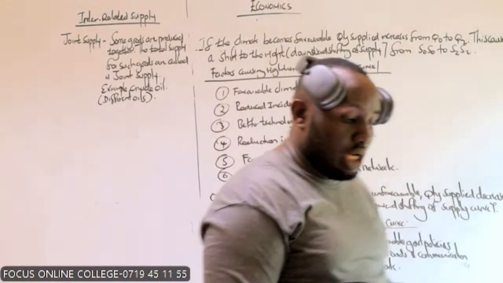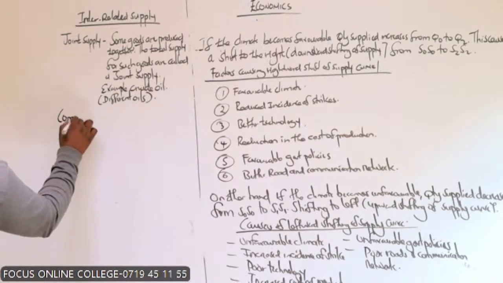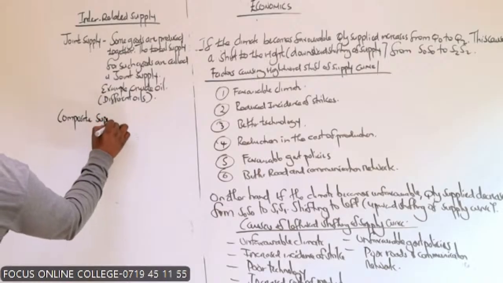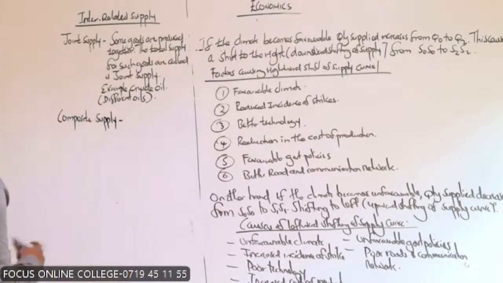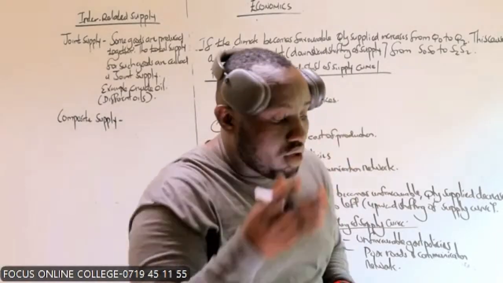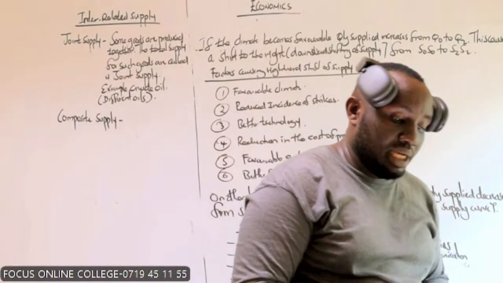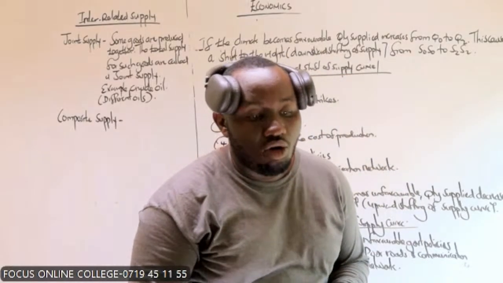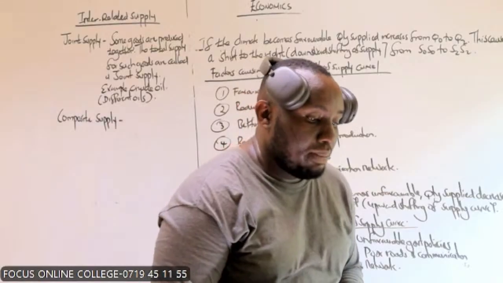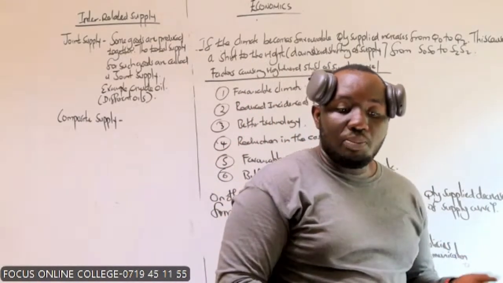Then we have what we call a composite supply. Whenever we talk about composite supply, this is supplies of substitutes of each other. Are we together? Supply of goods that are substitutes of each other. That is what we call composite supply.